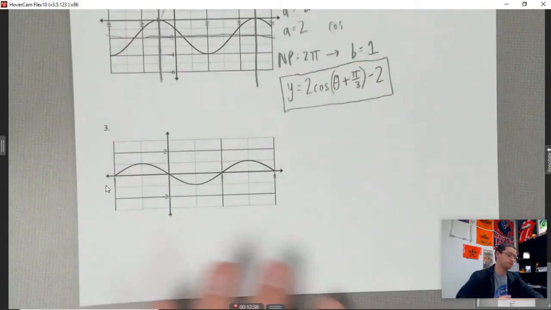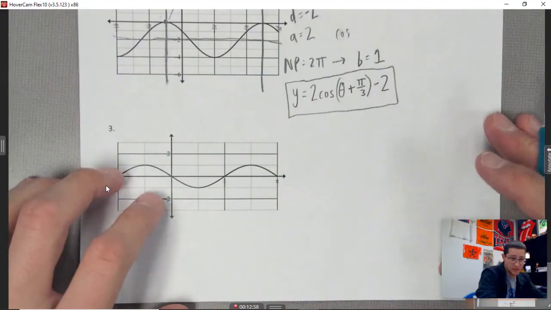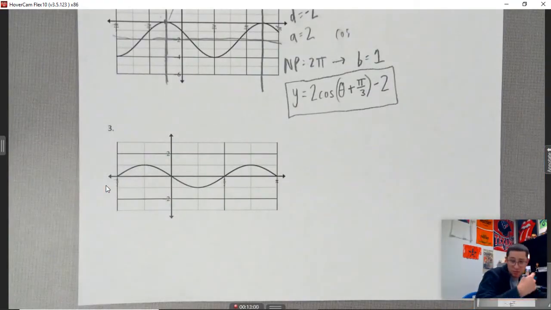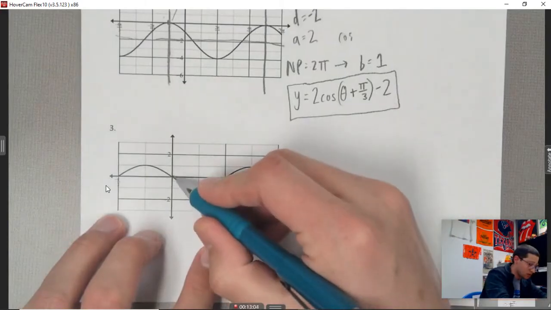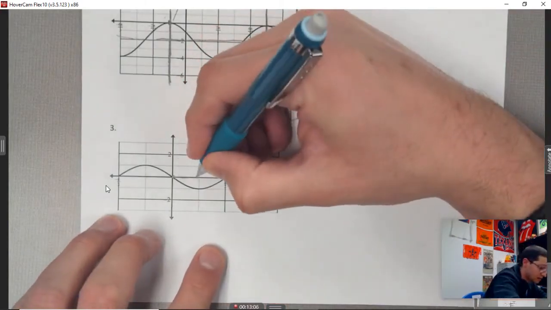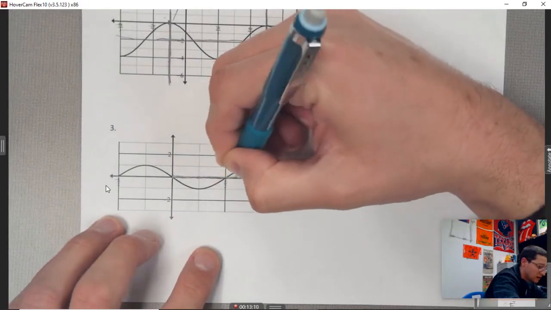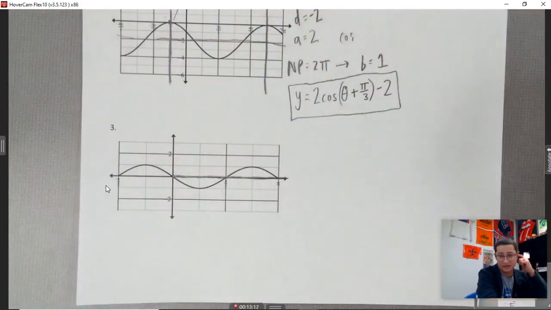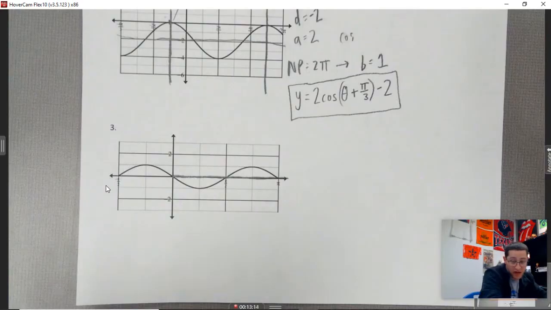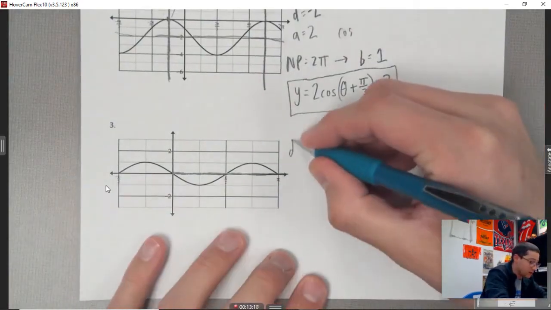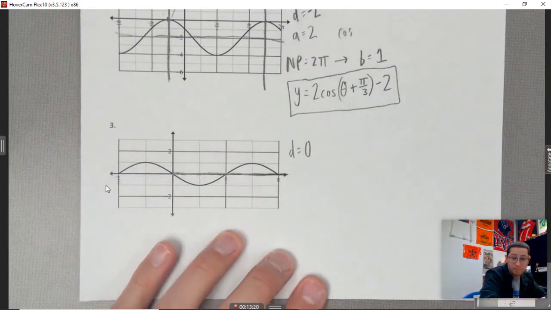Number 3. Definitely going to use sine here. This problem kind of lends itself towards using sine, because look where it starts. It starts at that baseline. So here's my baseline or the axis. And notice the axis is just on the x-axis, so we've got a D value right off the bat of 0.